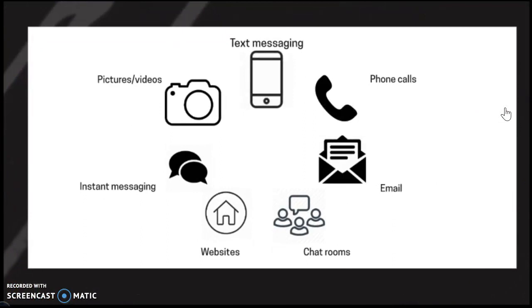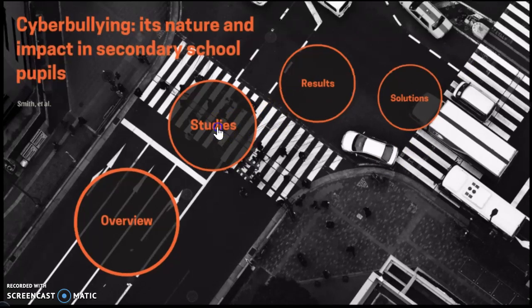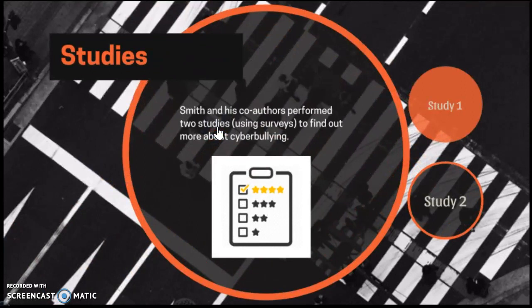This paper describes findings from research studies that cover 7 different media where cyberbullying occurs, namely text messaging, phone calls, email, chat rooms, websites, instant messaging, and pictures/videos. To collect data, Smith and his co-authors conducted 2 studies using surveys to find out more about cyberbullying.